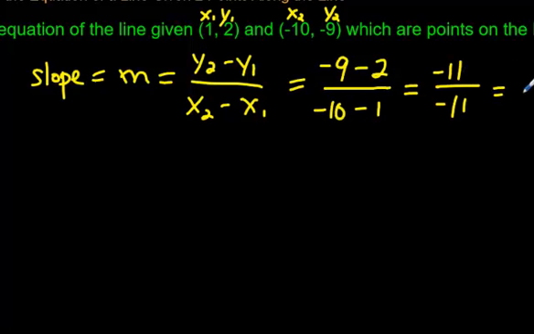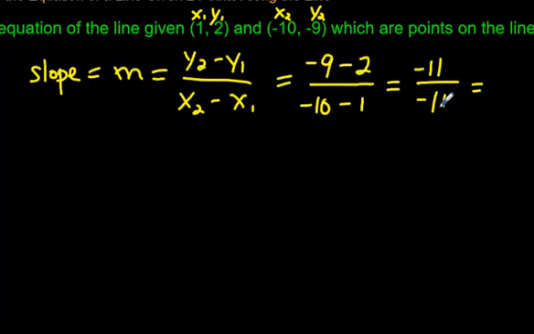Let's simplify this. If you were to take negative 11 divided by negative 11, which is what that means when you have a fraction, in this case it does divide nicely. Negative 11 divided by negative 11 is 1. It's positive 1, so we don't write anything here. We don't put a negative sign, that's for sure. The reason why is a negative divided by a negative will always give us a positive. Okay? So here's our slope.